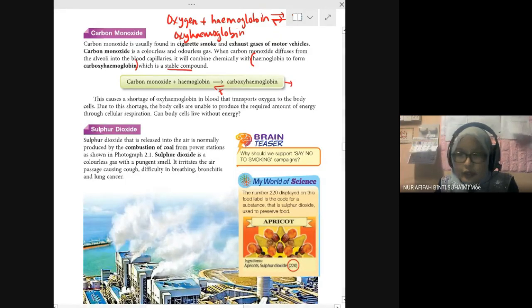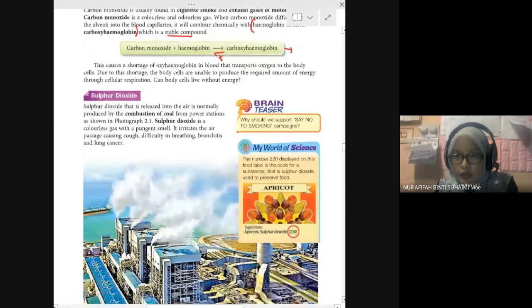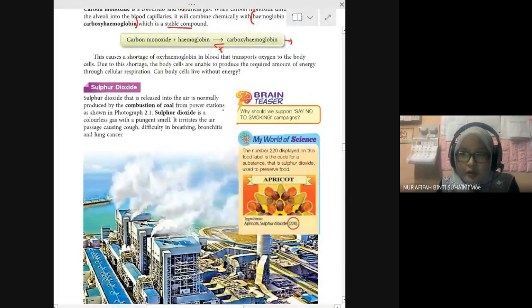Right, the third one, sulfur dioxide, comes from the combustion of coal from power stations. A power station is built to generate electricity.